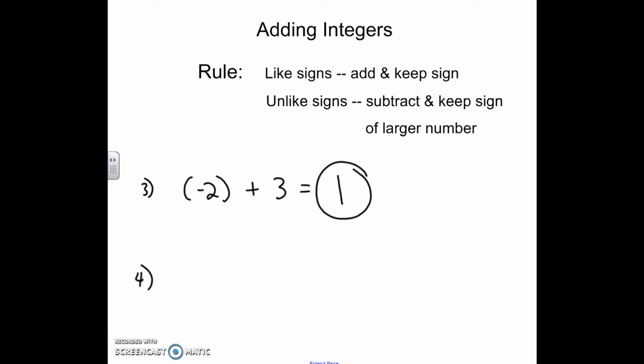Well, let's switch that. Let's say it's 2 plus a negative 3. Okay, these are unlike signs. So what we'll do is we'll subtract the two numbers. 3 minus 2 gives us a 1. And then we figure out which sign we keep. Which one is the bigger number? Is 2 a bigger number? Is 3 a bigger number? 3 is the bigger number, and since the 3 is negative, then the answer will be a negative 1. So again, if the signs are not alike, you subtract the numbers and you keep the sign of the larger number. Okay? Let's move on to some more examples.